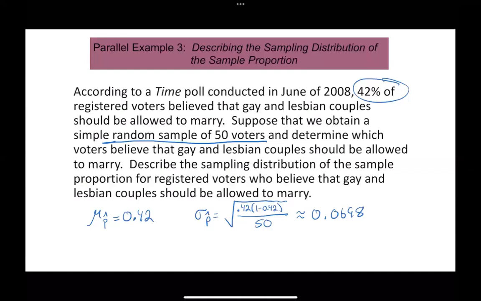All right. This is all you're doing to describe your sampling distribution. You just give me the mean and the standard deviation. If it asks to describe it, that's all you do. Okay, let's move on.